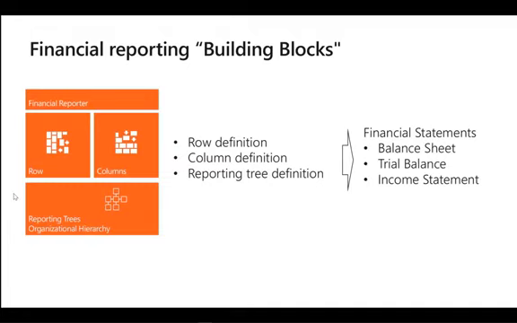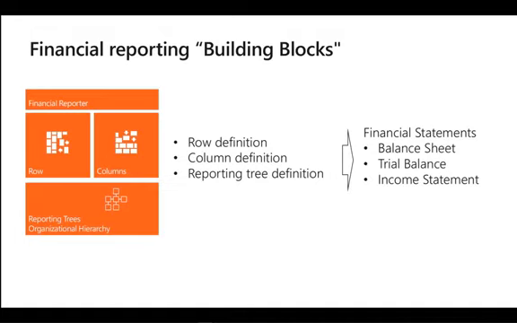Before we can create a financial report, we need to understand financial reporting building blocks in Report Designer. Financial Report Designer has the following building blocks. Row definition. A row definition is a report component or building block that specifies the contents of each row on the financial report. It can be combined with column definition, reporting tree definition, and the report definition to create a building block group that can be used by multiple companies.